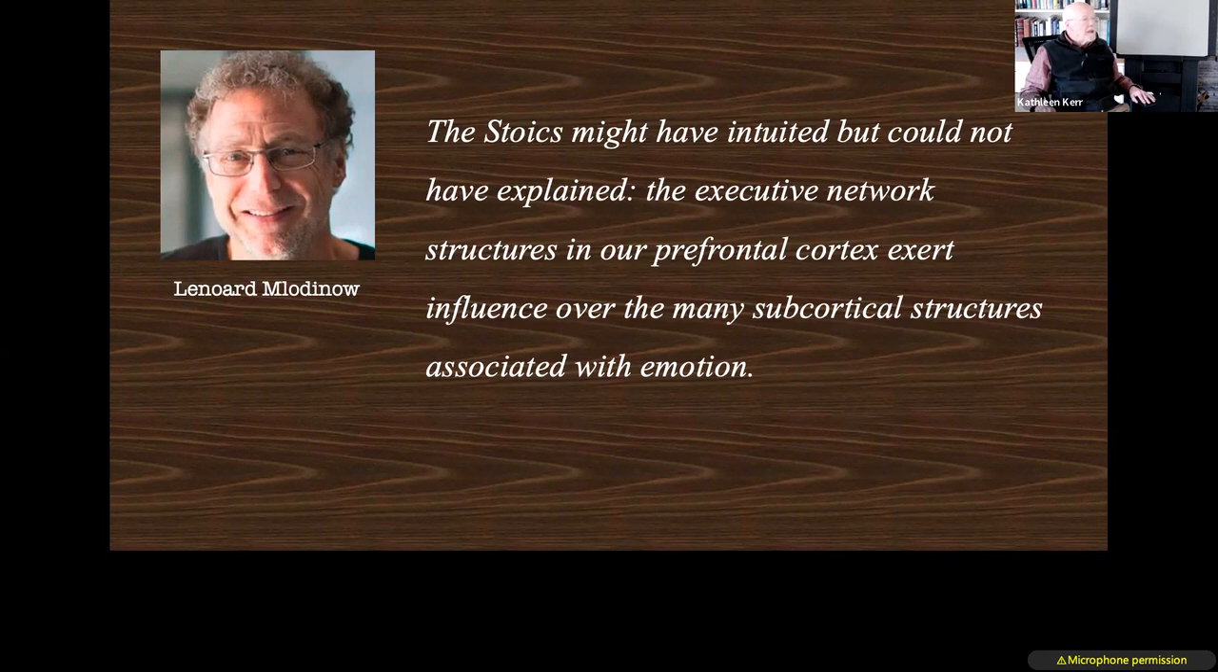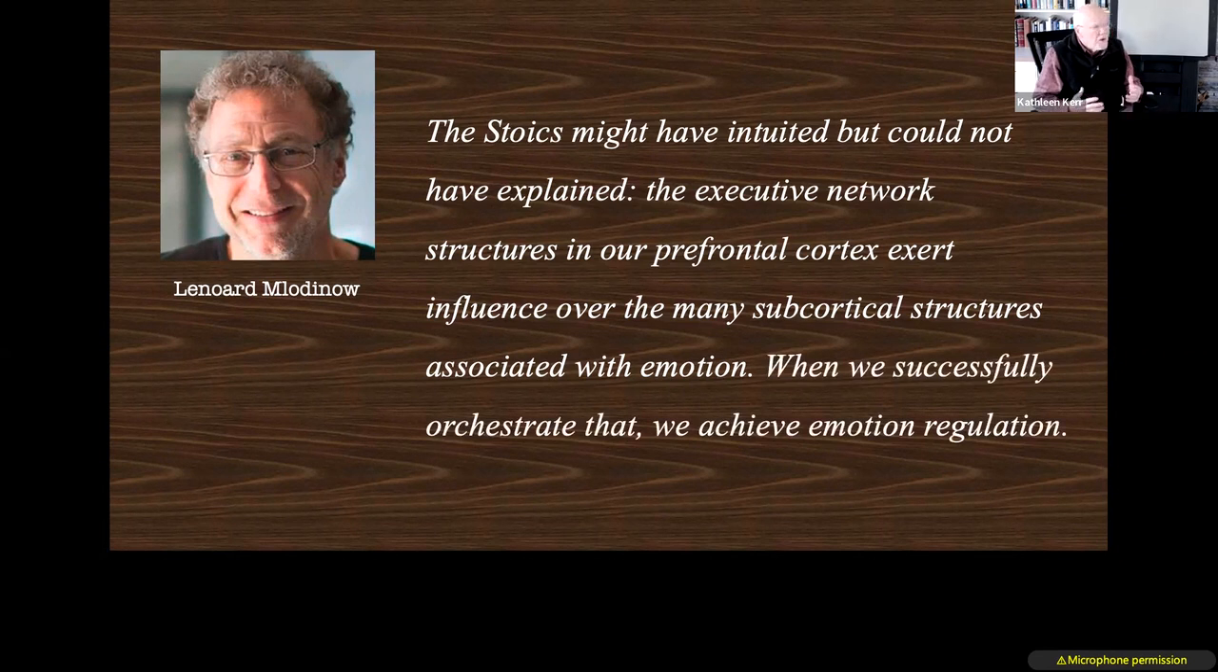The Stoics. The executive network structures in our prefrontal cortex exert influence over the many subcortical structures associated with emotion. I mean, not this much was known about the brain when Bowen developed his theory. Enough was known to give him the intellectual system, emotional system idea, but this now is fleshing it out. When we successfully orchestrate that, what I just read, we achieve emotional regulation.